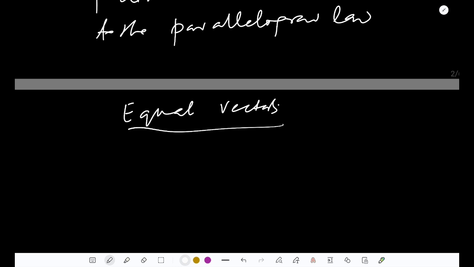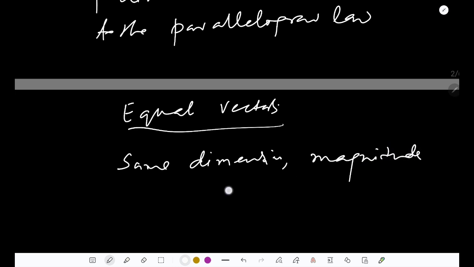And so for equality, we have to consider three factors again: same dimensions, magnitude, and the direction. Now we are going to talk about addition of two vectors.